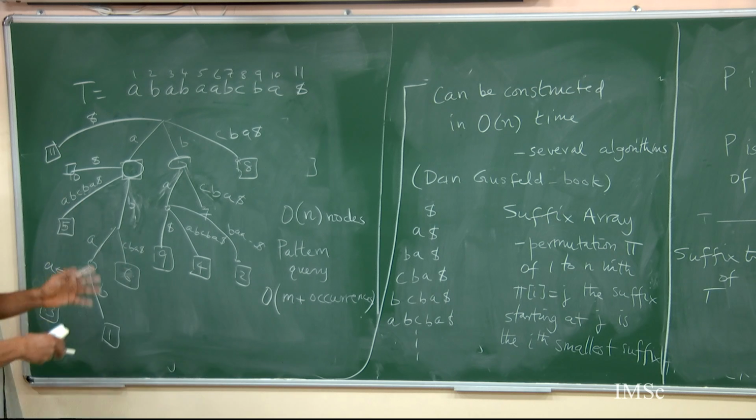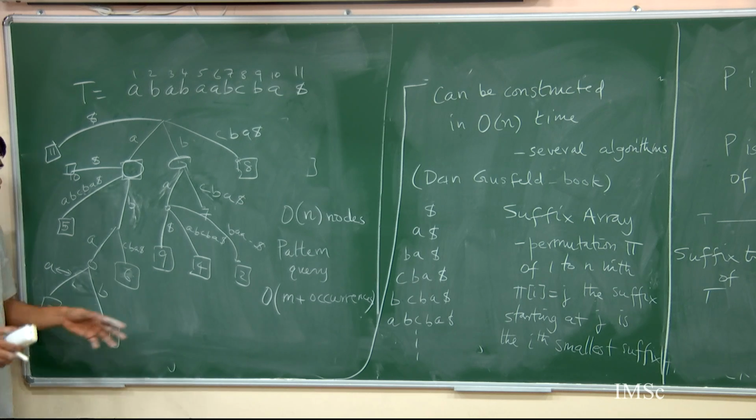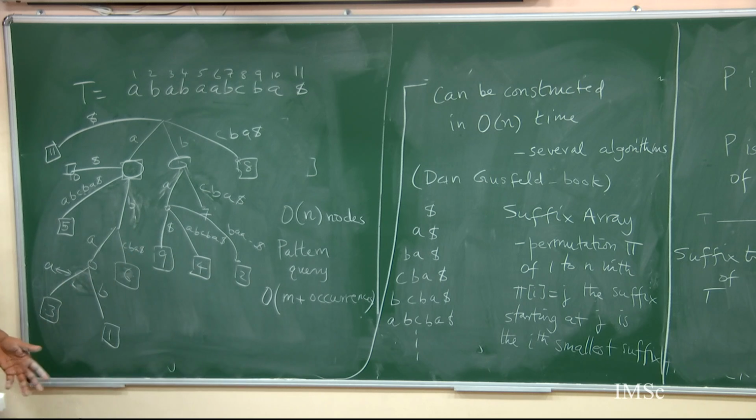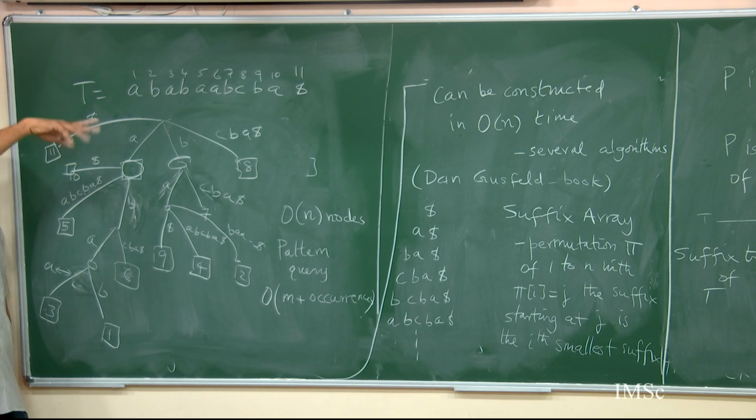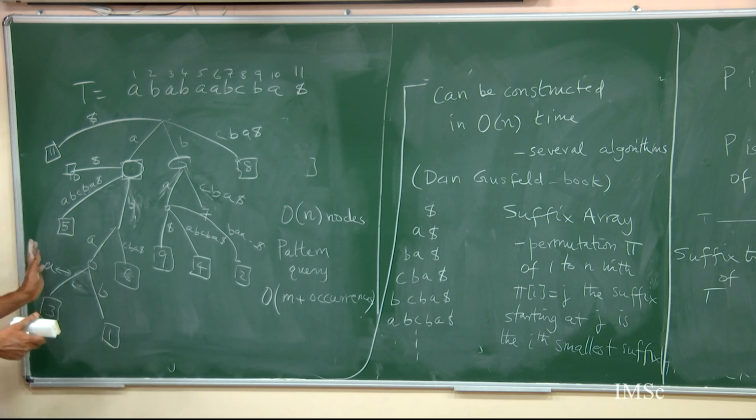People have, so one of the problems with suffix trees is the space it occupies. Even though I said it is order n nodes, if your text length is n, if you do some calculations, it could be some 10 times n, because it is not just about the number of nodes, each node has some edges coming out of them, and each edge has a label associated with it. And if you actually in practice go and verify, 5 times, 6 times the length of the text is what the suffix tree takes. Okay.